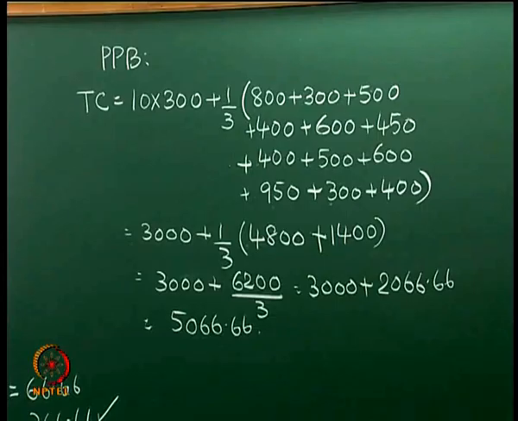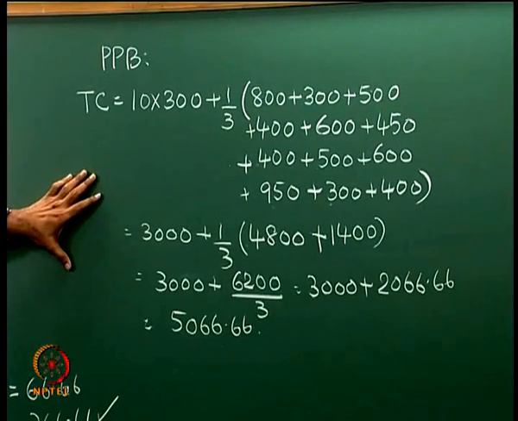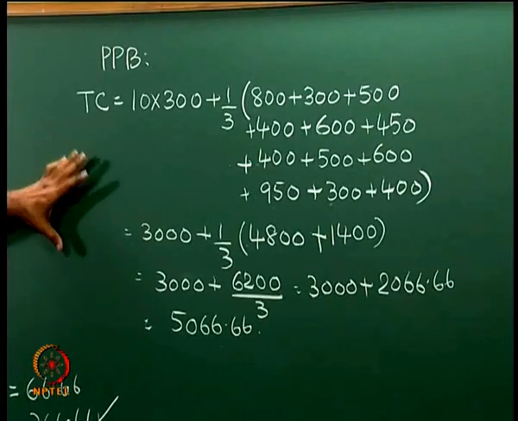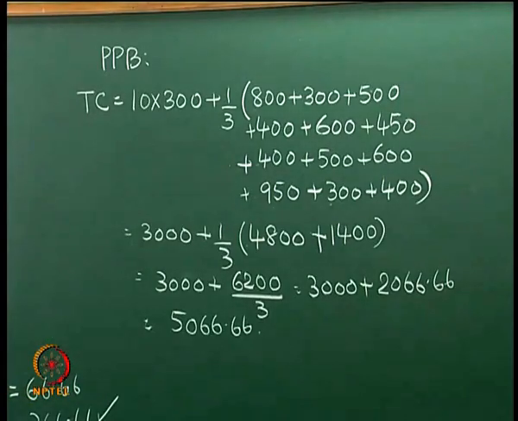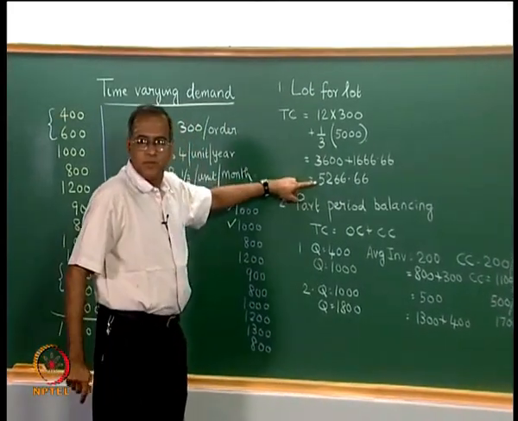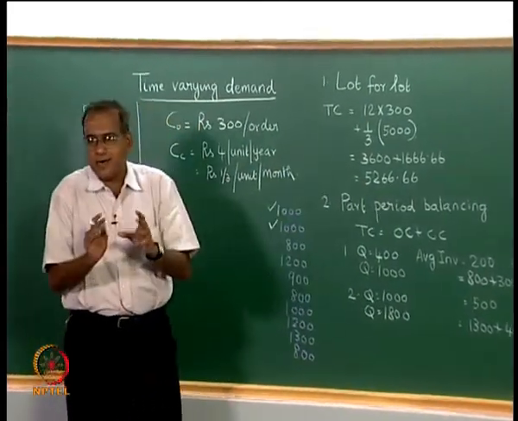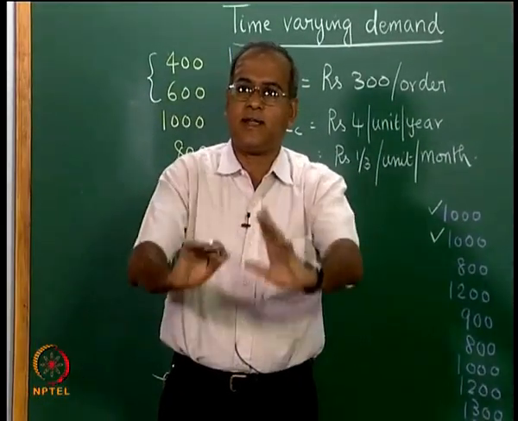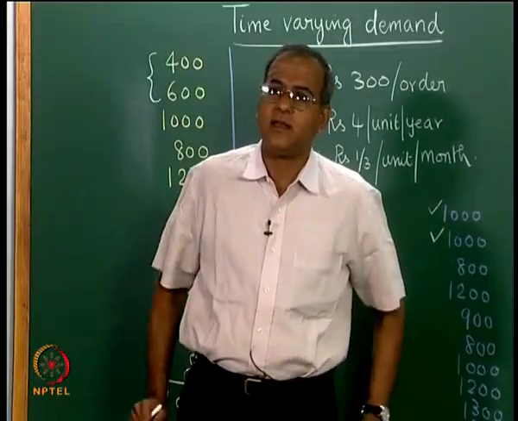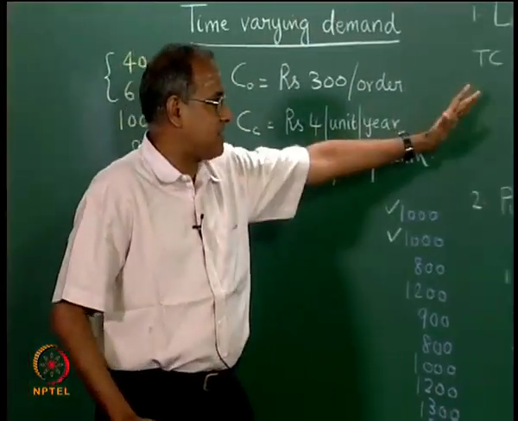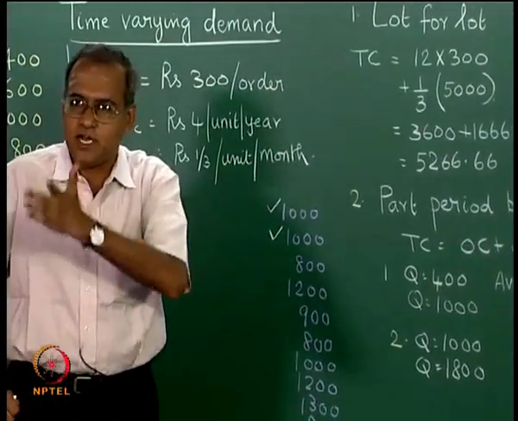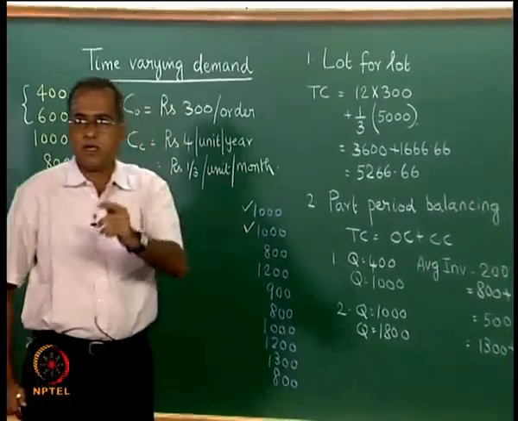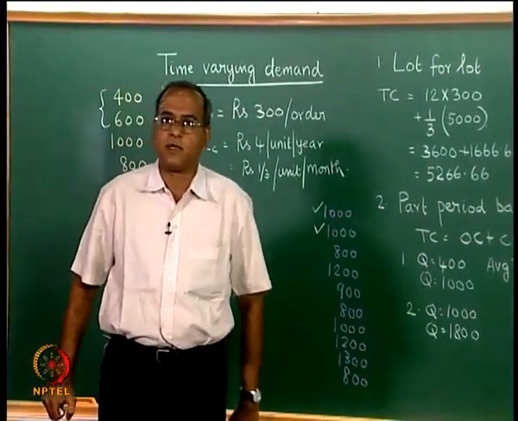So you can see the difference. Now the optimum was 5000. Now part period balancing is giving a solution with 5066.66. Lot for lot was much more expensive. In some sense, lot for lot did not try to optimize anything. It just said do it as it is or take it as it comes. In some sense there is no optimization here, it is only an evaluative algorithm where if I make an order every period, what is going to be my cost.